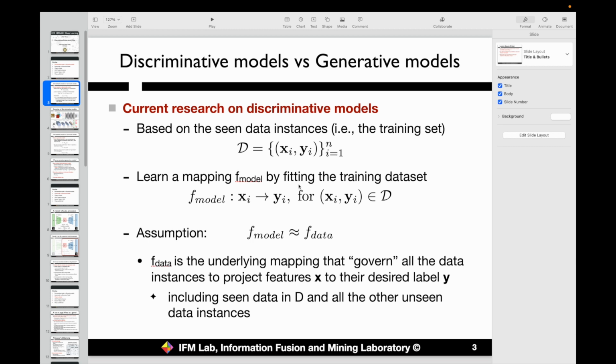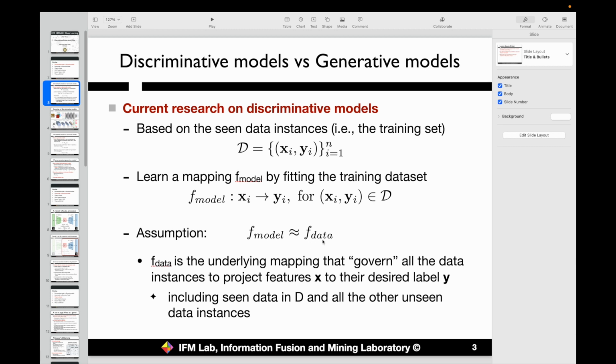So this model can be learned by fitting the training data set we provide to the model, right? Besides this F model, this mapping we learn from the training set, there also exists another mapping, which is the ground truth mapping or the true mapping. We can denote it as F data. So the F data is the underlying mapping that governs all the data instances to project the features to their desired labels. However, the F data is unknown. We don't know that, right? Otherwise, we wouldn't need to learn the F model anymore.